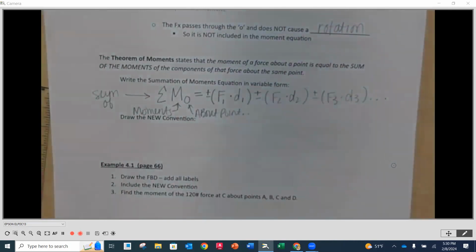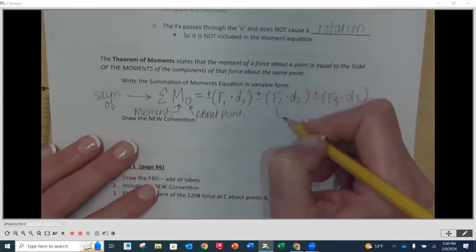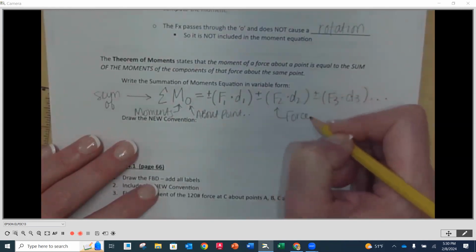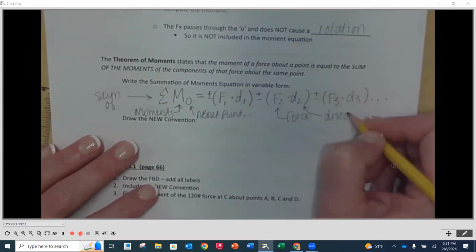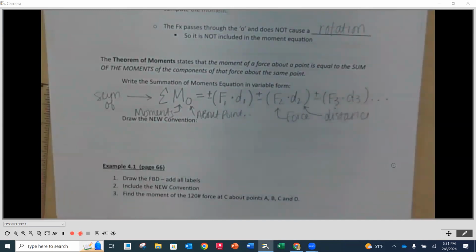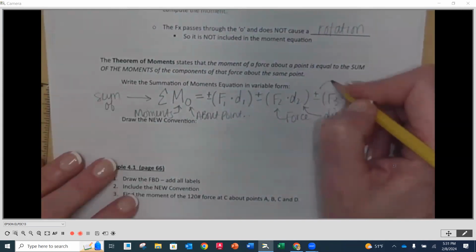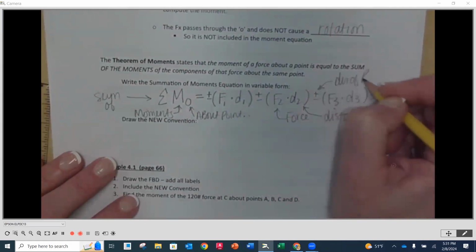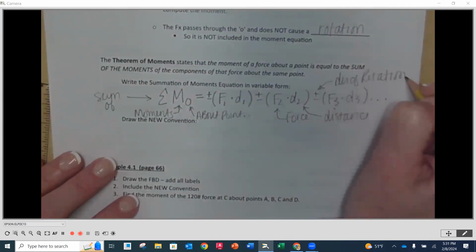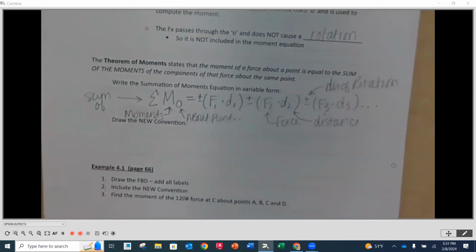You can have an A there, a B there, an X, a Y, whatever. It can be about an axis. And then the F is going to be the force, the D the corresponding distance, so we multiply those two together inside the parentheses. And then the plus or minus for each one of these is going to be the direction of rotation.